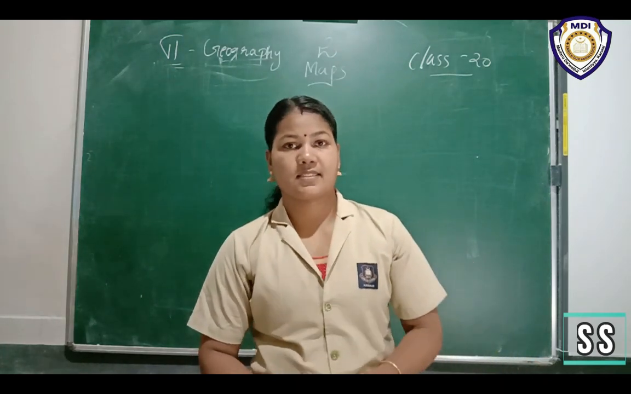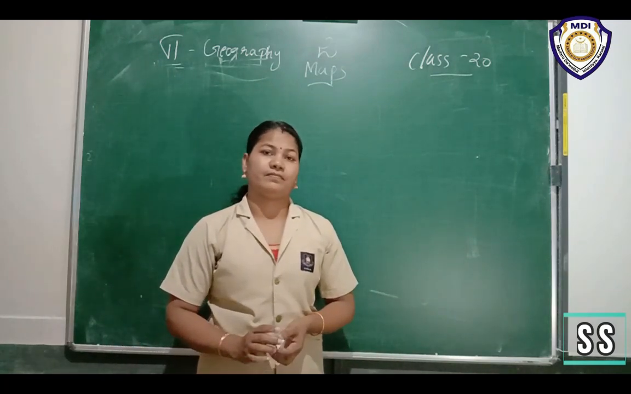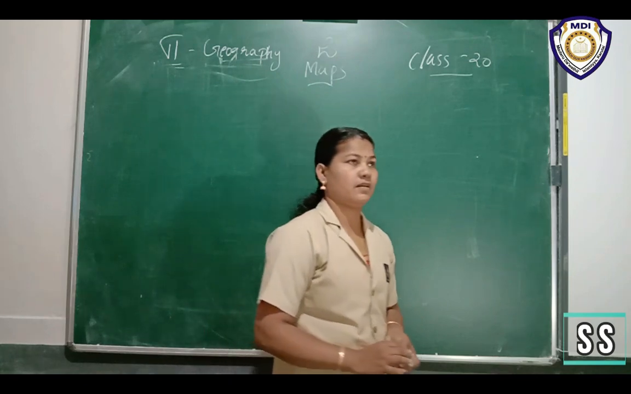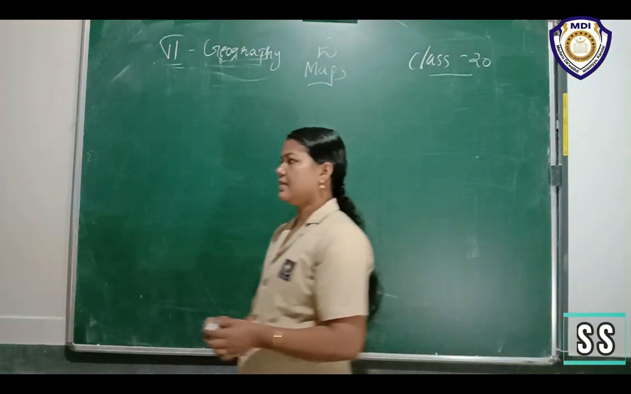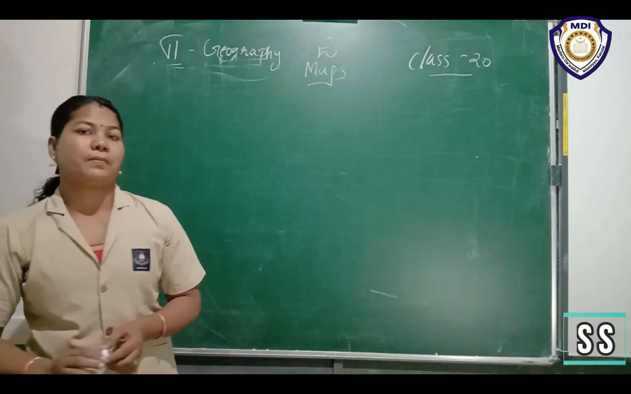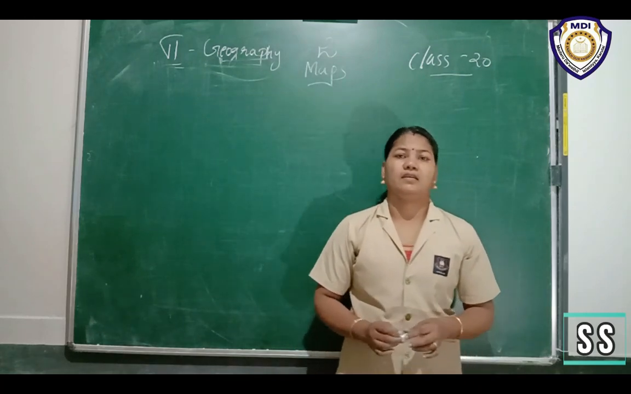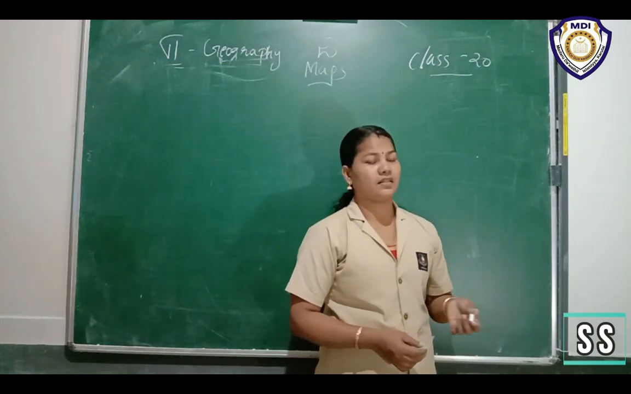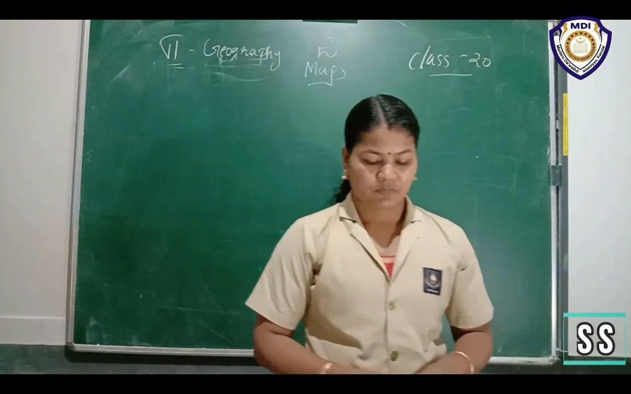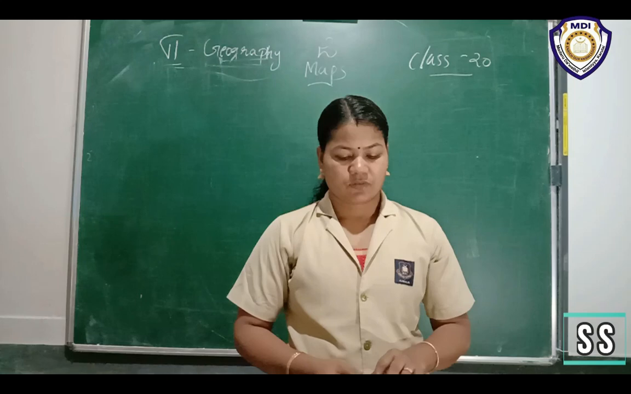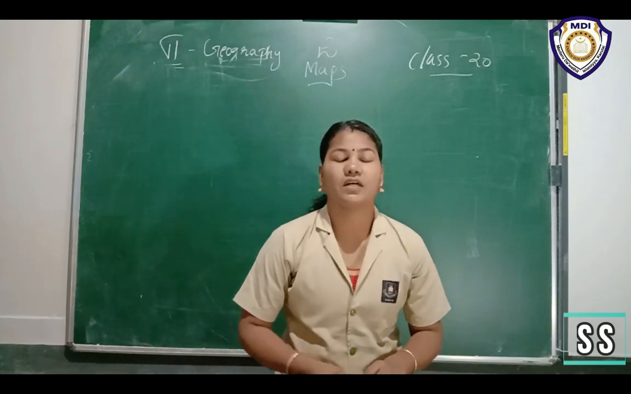What are the things we discussed in the earlier classes? What is our chapter name? Maps. Okay. Last class we discussed map making. What is another word for map making? Cartography is another word for map making. Then, who is considered the father of cartography?